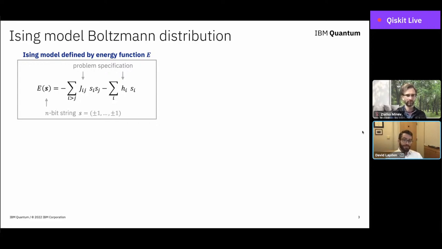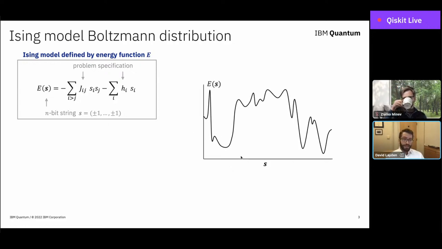Now, physicists will often call the various bits of S spins, and they'll sometimes call S a spin configuration. And I'm going to stick with the convention of having these bits have values plus or minus one. If you prefer to do this in terms of zeros and ones, that's of course equivalent, just the math works out a little nicer this way.